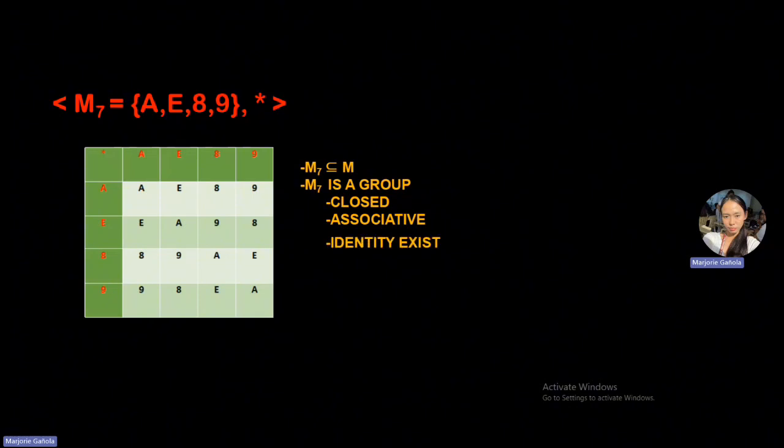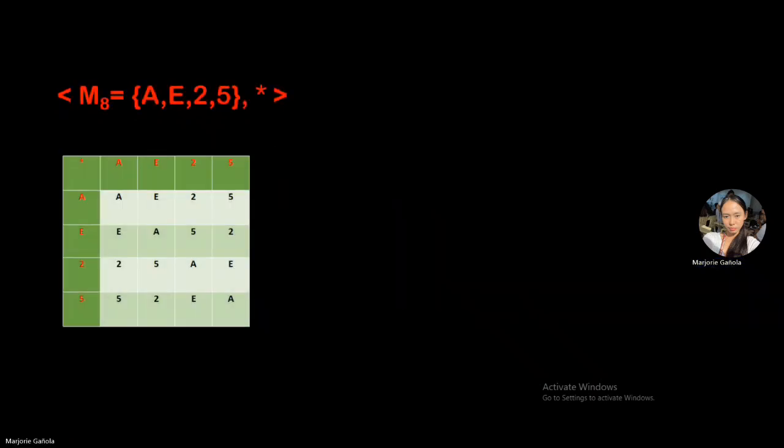It also has an identity element, A, and the inverse element exists for all. And also it has the same binary operation star as the group M, so it is indeed a subgroup of M. We have here the last order 4 subgroup.